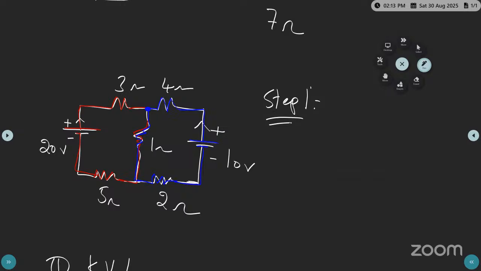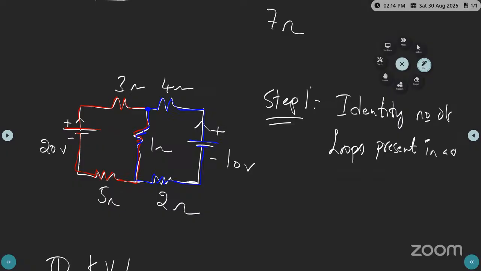Step 1 is nothing but identify the number of loops present in a given problem. Identify the number of loops present in a given problem, or given circuit. So it is the first one.